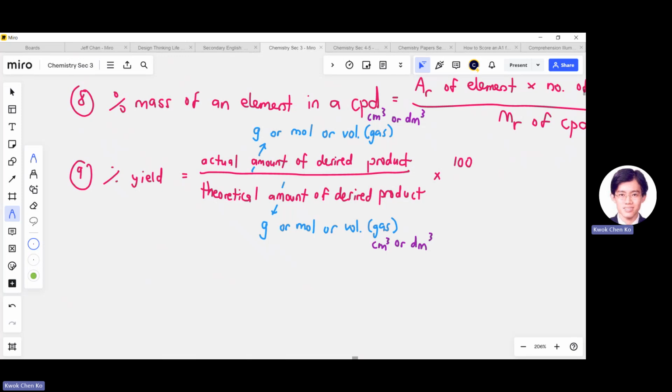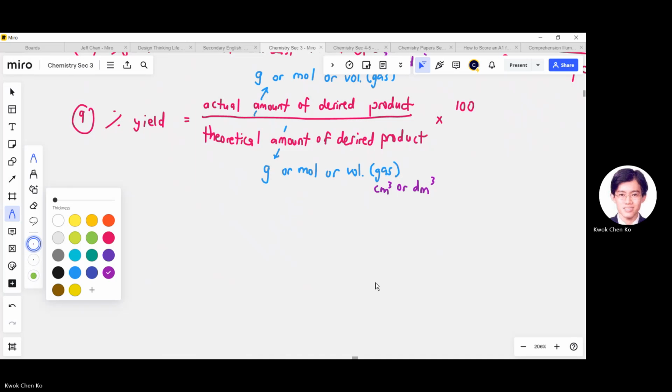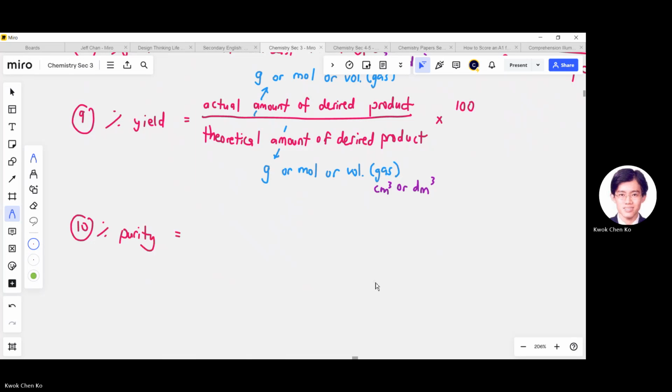Okay, so the formula looks easy now, but usually the question is not so easy. Never mind, later if you want to try out. That's formula number 9. Last formula for this chapter is percentage purity. Now, this one is quite specific. You can't just use amount. You have to use mass, most of the time. There are some exceptions regarding gases, but I won't touch on that until you see the question.